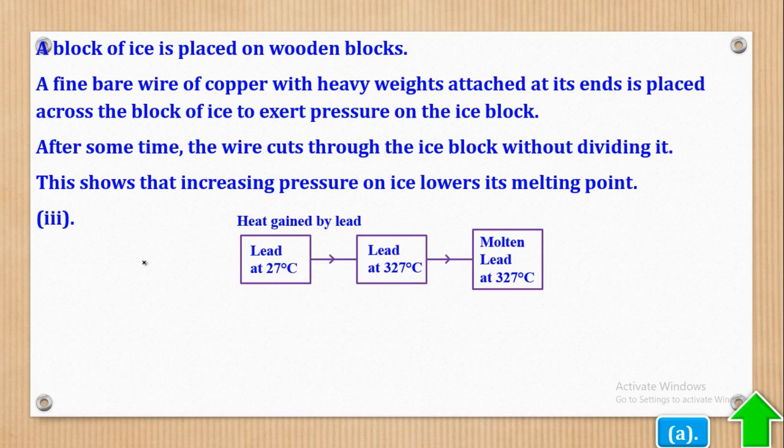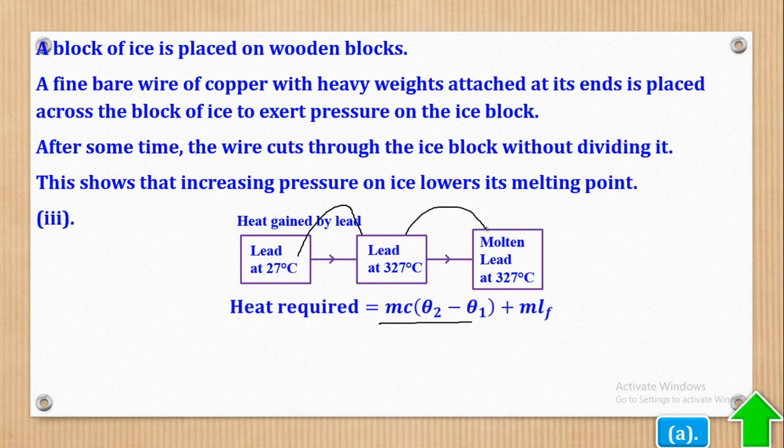So with that sketch, we shall come and write that heat required is equal to, from here to here there is a change in temperature, so we shall use this formula. Then from here to here there is no change in temperature, so we shall use this formula. So M is mass, C is the specific heat capacity of lead. This one is the final temperature, and this was the initial temperature. M is mass, and this is the latent heat of fusion of lead.